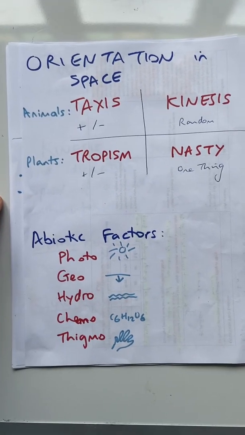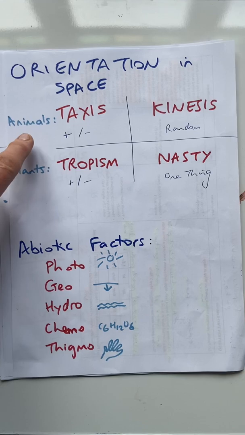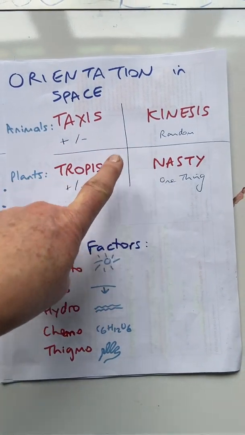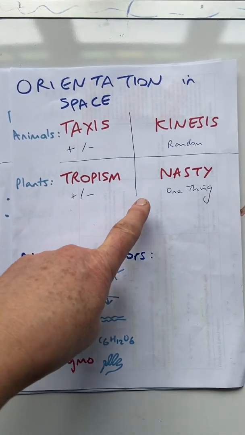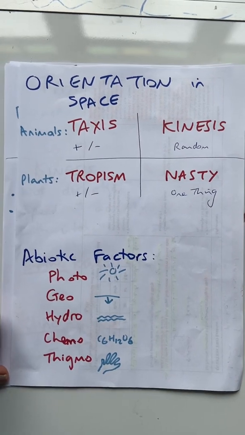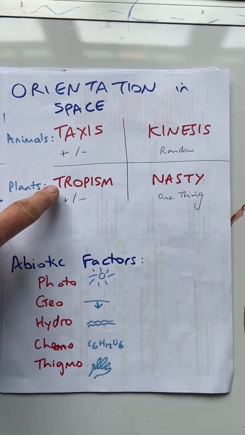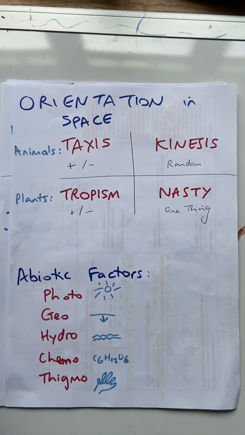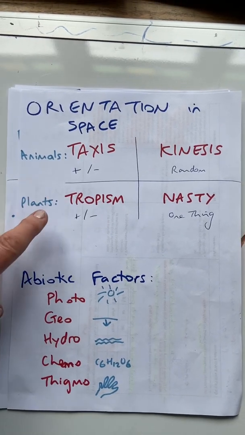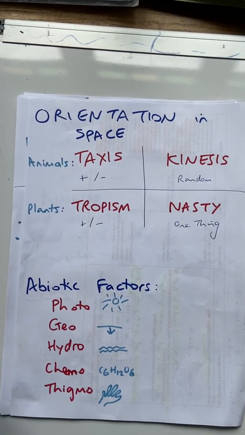Now there's lots of words in this one. There's the animal responses, taxis and kinesis, and then there's the plant responses, tropisms and nastic responses. The two that begin with T are the ones that are directional, so they'll go towards or away from something. So you can think of taxis and tropism as being towards or away.